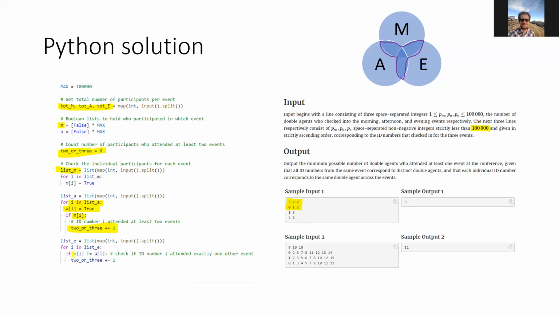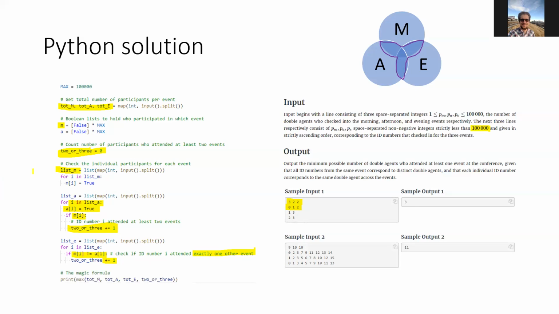So this not equal to is just checking that the ID i showed up in exactly one other previous event, between the morning and the afternoon. So not equal, think of it as XOR, or checking, did the ID show up in exactly one previous event? And if so, increment the 2 or 3 group, or the purple group.